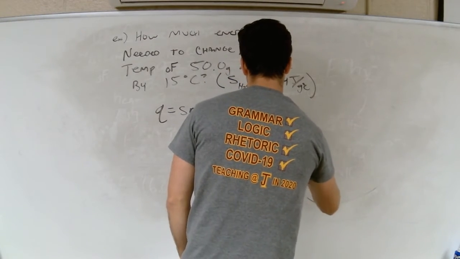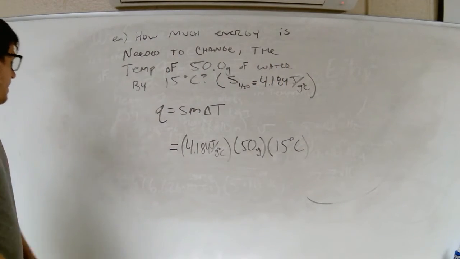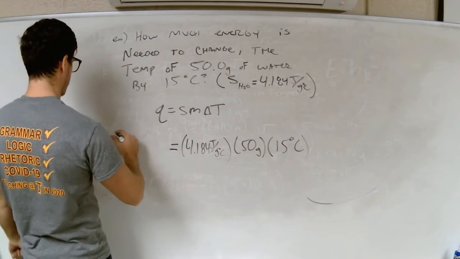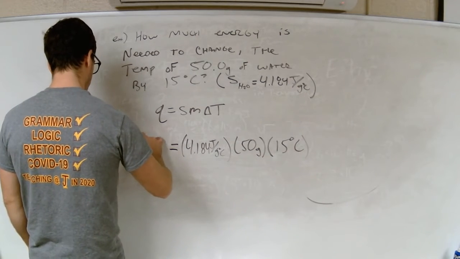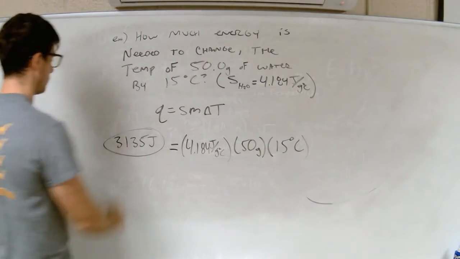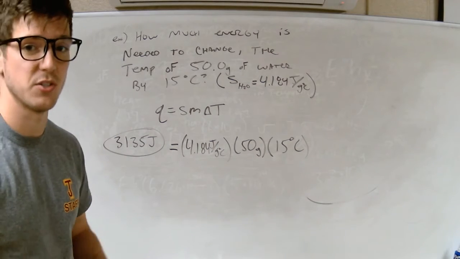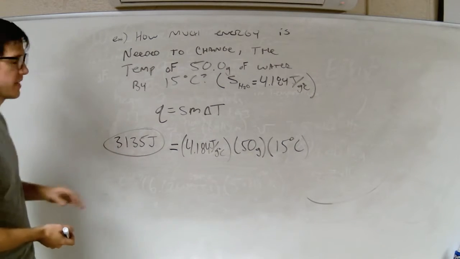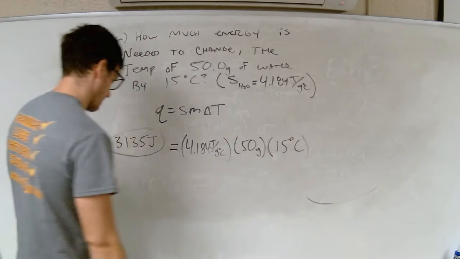There wasn't a final or initial that we had to separate. We multiply those together and our heat should end up being 3,135 joules, right? And that heat is positive. That means heat was put into the water, right? If it was negative, that means heat would be released. But in this case, heat is being put into the water.